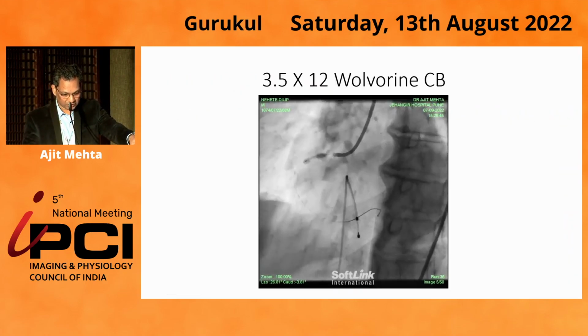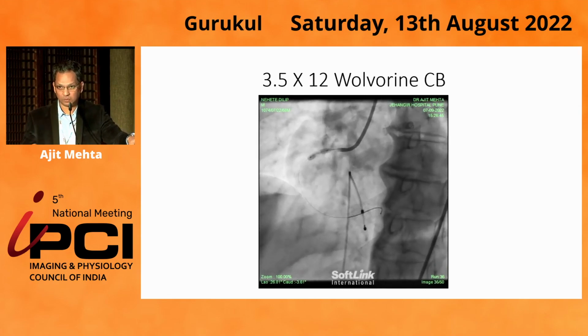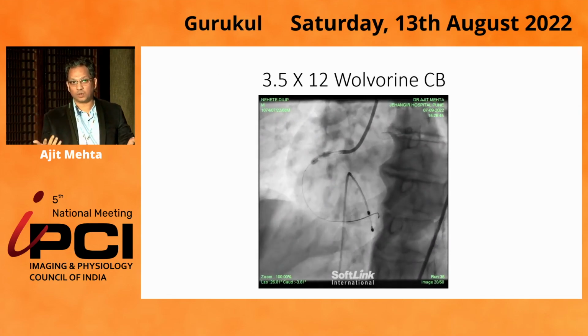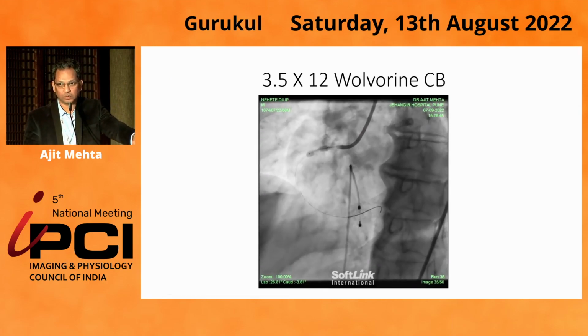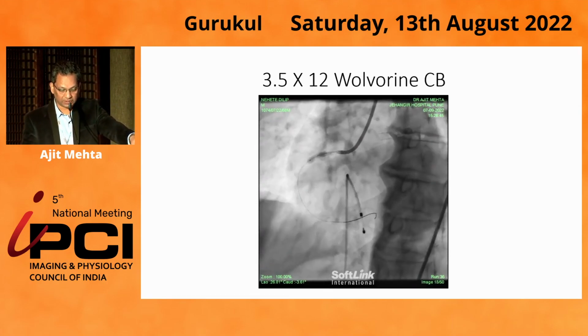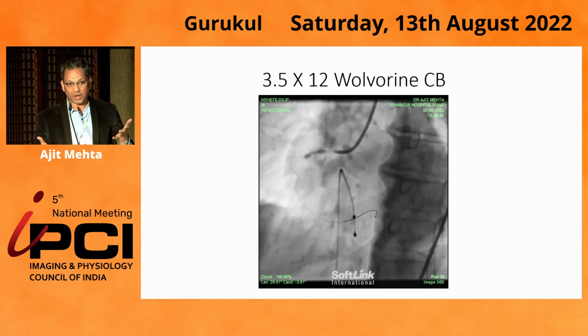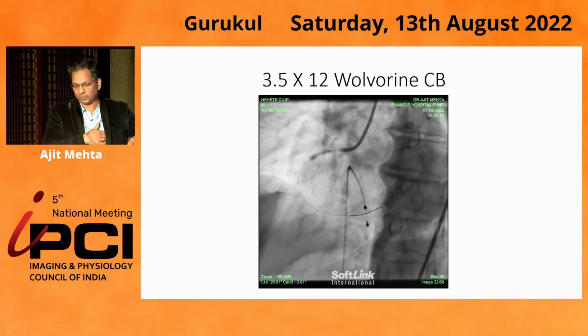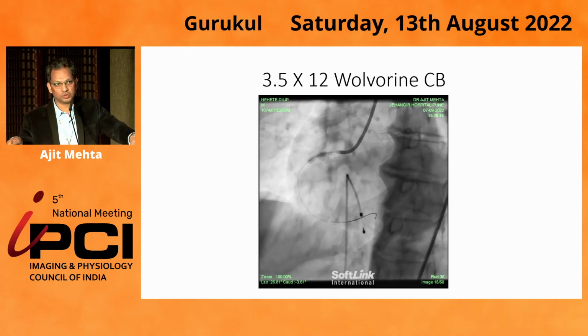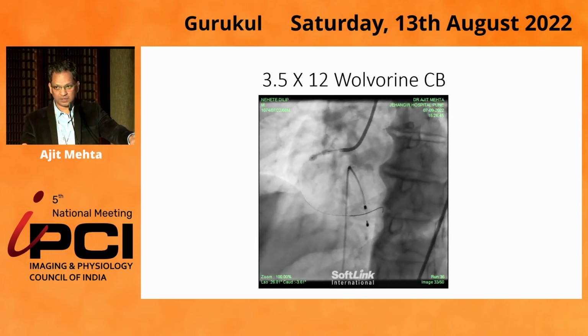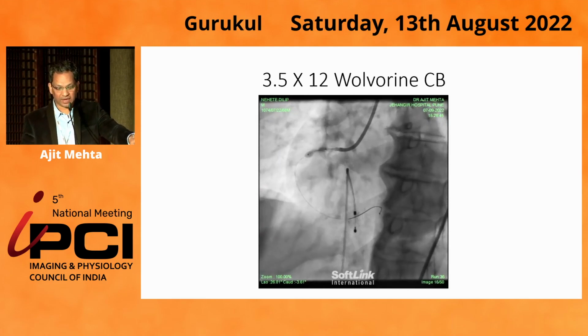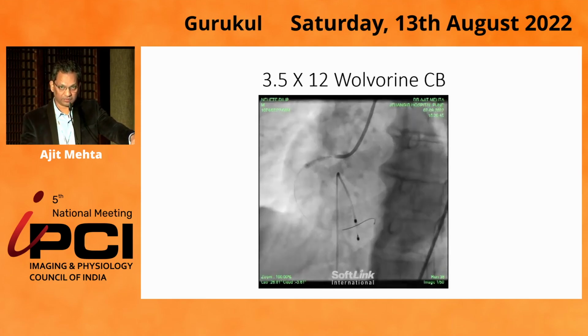So we thought we could use a cutting balloon, as most of the time post Rota we do use a cutting balloon. The available cutting balloon on the shelf was a 3.5 by 12 Wolverine. We did that, but it also had a significant waist. So what was going on in our mind was whether to upsize the burr to 2 or 2.25, or to use IVL at this point of time.